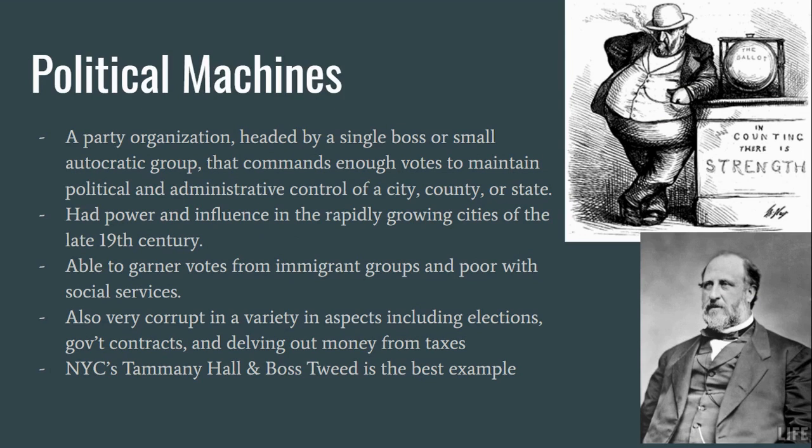In this era, they had great power and influence in the rapidly growing cities. They were able to effectively garner votes from immigrant groups and in return provide some social services to those groups. While they may have helped enough people in order to win elections, political machines are most known for their rampant corruption. They manipulated elections, had shady practices in which they doled out lucrative government contracts, and how they distributed tax money was always in question. New York's Tammany Hall and the leader Boss Tweed is the best example of this.